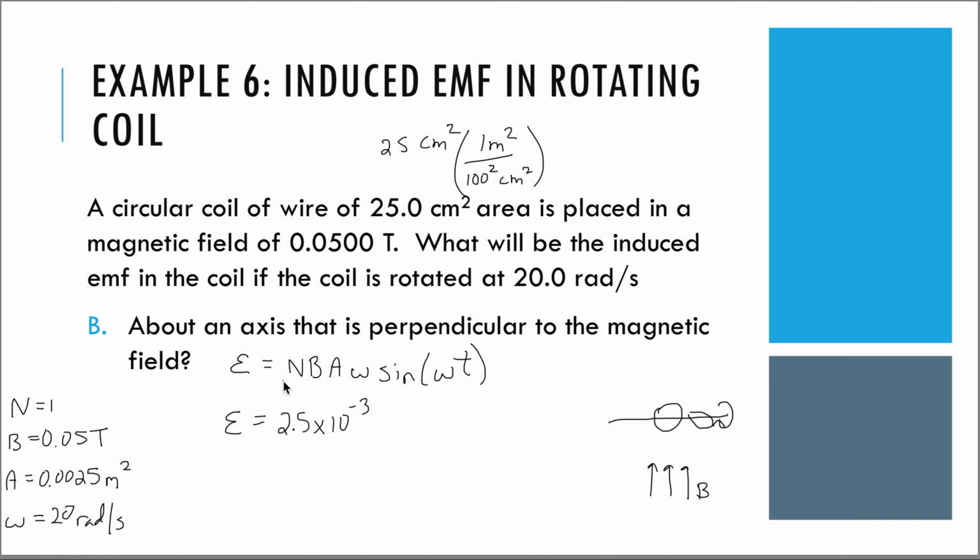So that's these 4 terms right here. And then sine, and then our angular frequency is 20 radians per second. And time has to stay as a variable. So this is our final answer. I know it doesn't look great, but basically it's saying that we're going to have this many volts induced as a function of time. So now if you know what time that you want, you can plug it in, and then you can actually get a number for this.